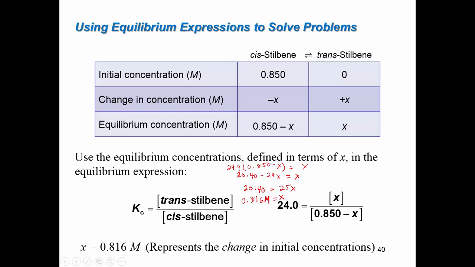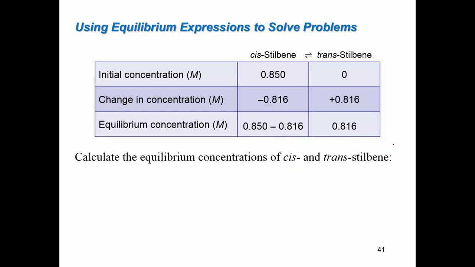Now that is the change in initial concentrations. So now I go back up to my table, and this is called an ICE table, initial, change, equilibrium, ICE. So here my change is 0.816 molar. So my equilibrium concentration of my product is 0.816, but I need to subtract 0.816 here. And then I get, let's see, that would be 4.3. My equilibrium concentration of my reactant, then, is 0.034 molar. So that's how we calculate equilibrium concentrations.